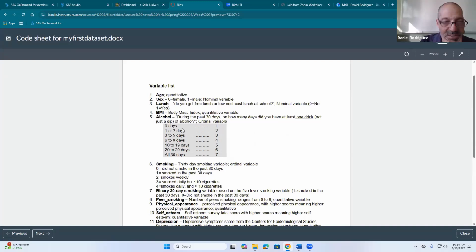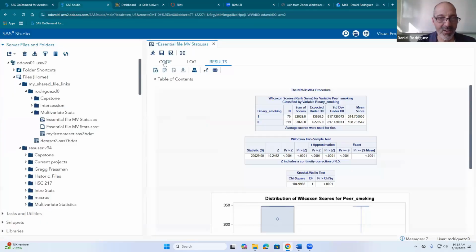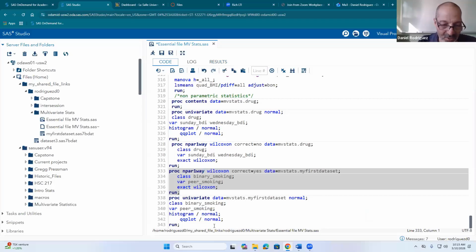So 0 days is equal to 1. 1 to 2 days is equal to 2, etc. Okay, so it ranges from 1 to 7, but that's 0 days versus pretty much everything else. So that's going to help us in our coding. All right, let's go back to coding because I love coding variables. So this is how you're going to do that.